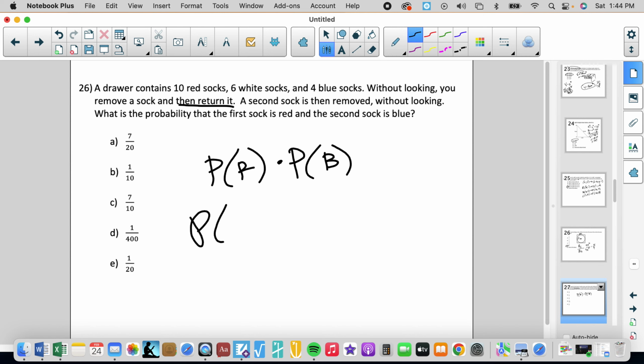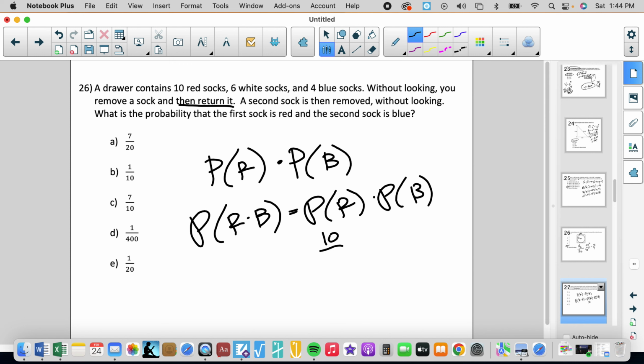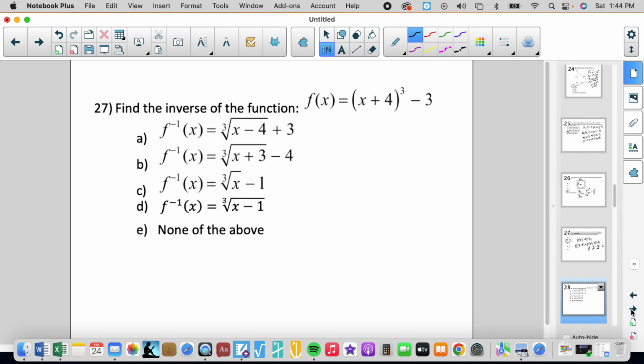So it's P of R then B, P of R times P of B. Red, there are 10 out of 20, and blue socks are 4 out of 20. That's going to give us 40 out of 400, which gives us 1/10, B. Probabilities, you got to like those.